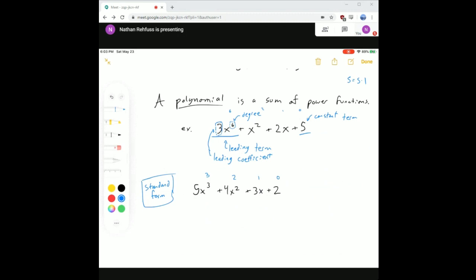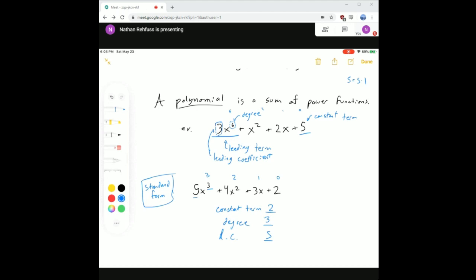Okay, so our constant term is 2. Our degree is 3. And our leading coefficient, I'll write LC for short, is the 5. Because that's the 5 that's multiplied by the x to the third, and that third is the degree.